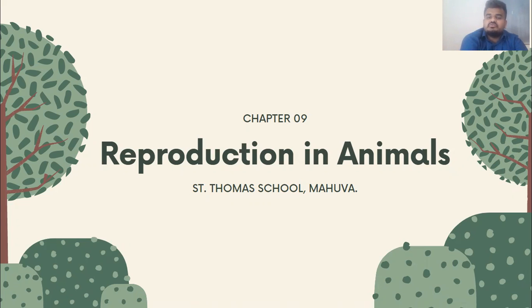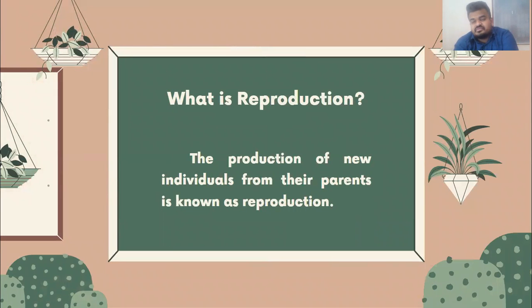In the last session, we started our chapter 9 from science, that is reproduction in animals. In the last session, we already discussed some basic things from this chapter, like first of all, what is reproduction? So pause this video and take a minute to think about it. We have studied what is reproduction. The production of new individuals from their parents is simply known as reproduction.